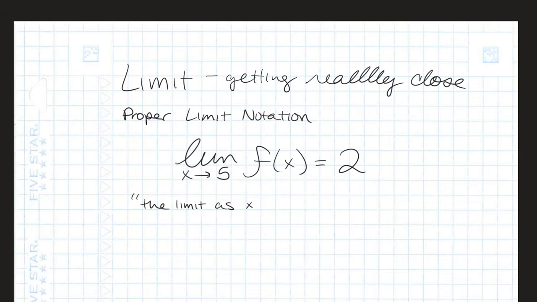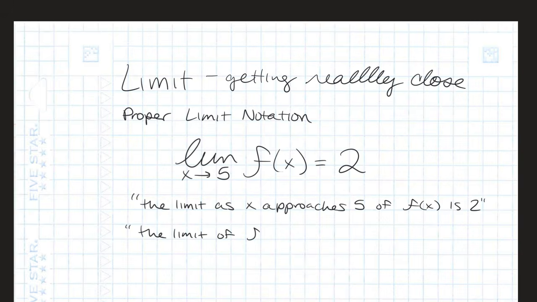as x approaches 5 of f of x is 2. You can also say this as the limit of f of x as x approaches 5 is 2. So the little middle section, you can switch the order in which you say them. I naturally, when I'm reading them and writing them, do the top one, but then it sounds weird sometimes, and then I'll switch to the bottom one. They mean the same thing.